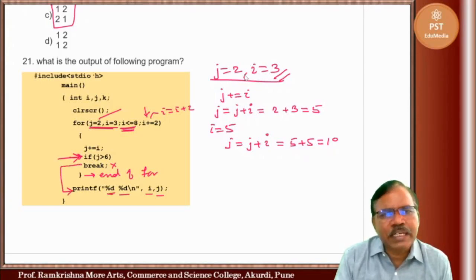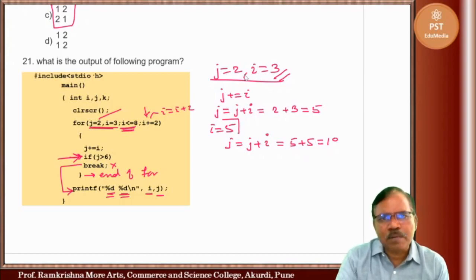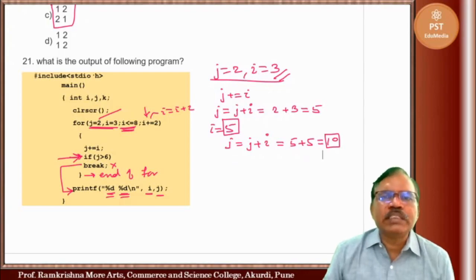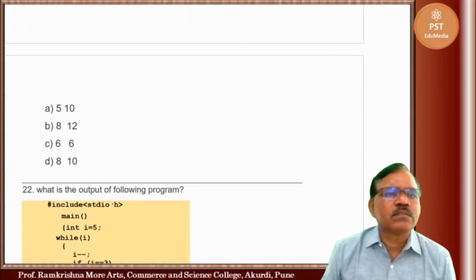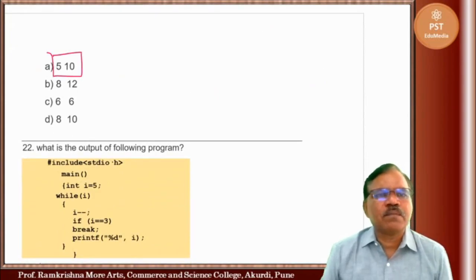And it will print %d %d, i and j, meaning the final value of i and the final value of j. The final value of i is 5, the final value of j is 10. So you must get 5, 10. So here it is 5, 10.